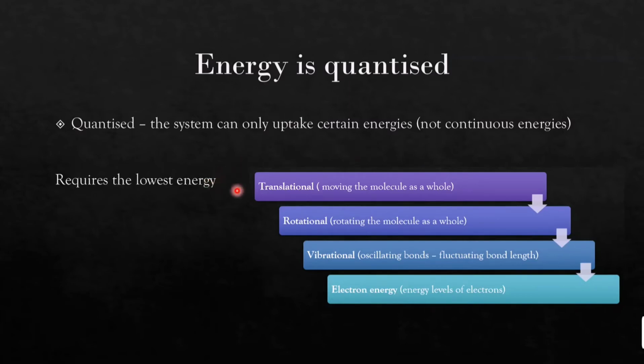And we know that translational energy requires the lowest energy radiation, and electron energy requires the highest energy radiation. So that means the lowest amount of energy is required to translate and move a molecule as a whole, while the highest energy is required for electrons to move around in energy levels.